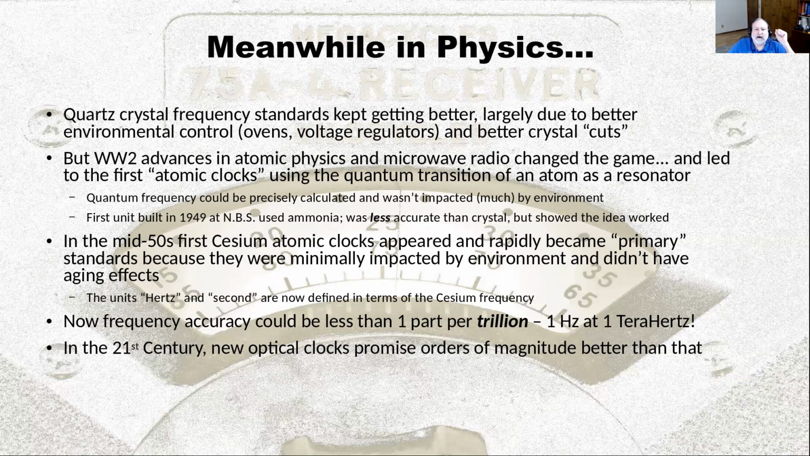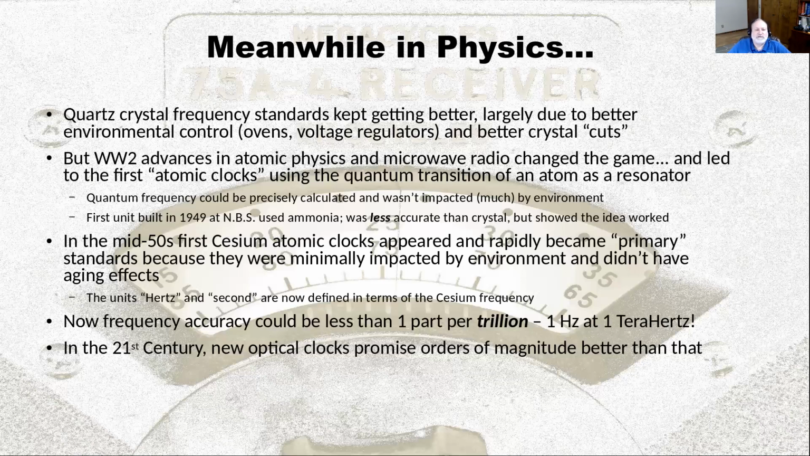And if you exposed that atom or many of those atoms to a strong RF frequency at the right frequency, you could find the point where that resonance occurred. And that was extremely accurate. It was very much not impacted by temperature or other effects, and offered the possibility of an atomic clock that was tremendously better than a crystal oscillator could ever be.